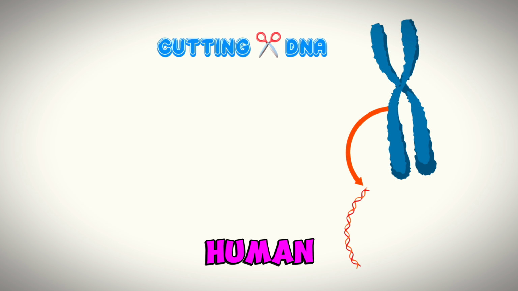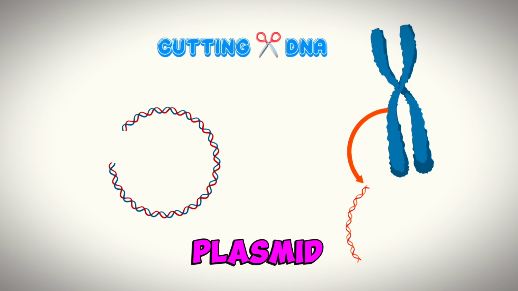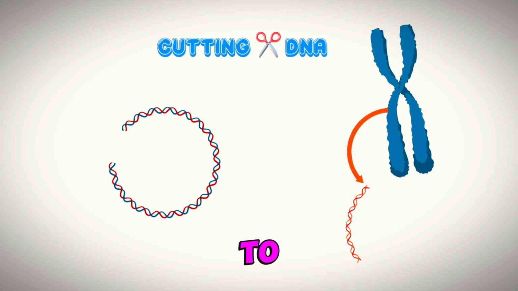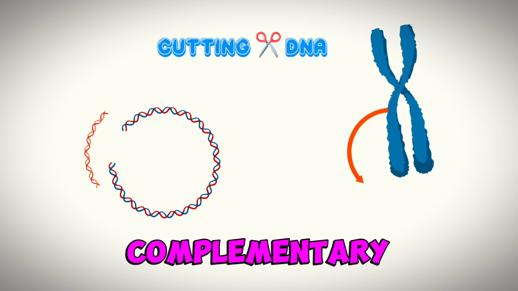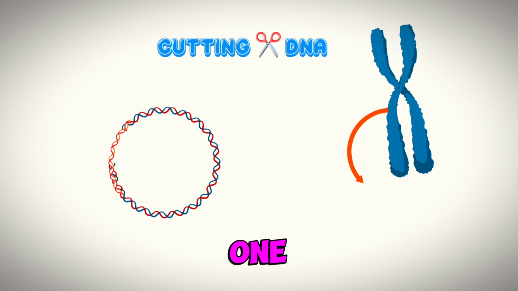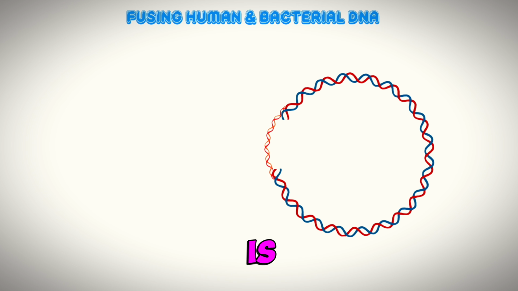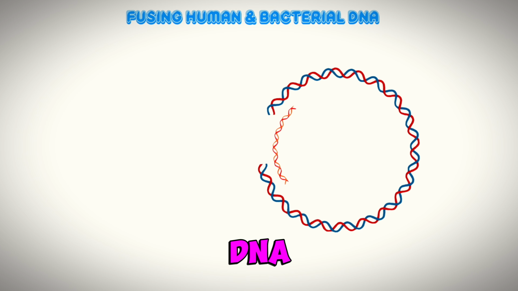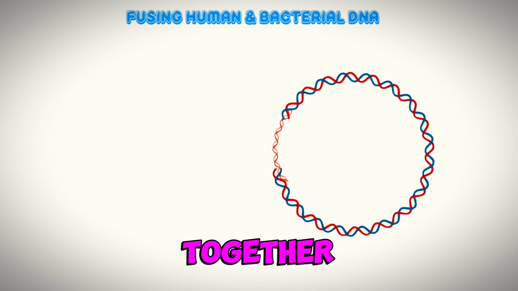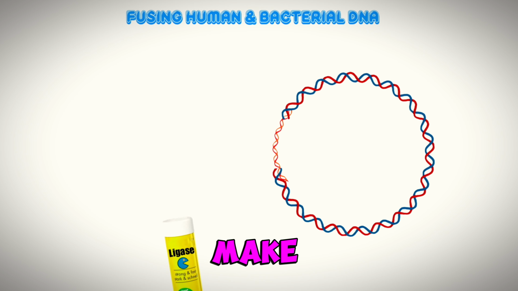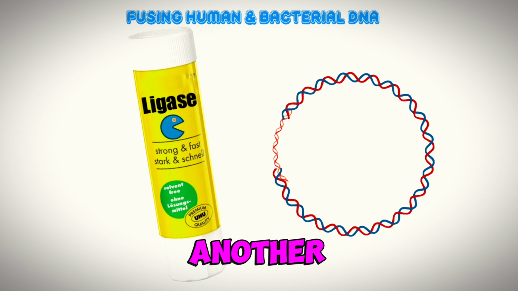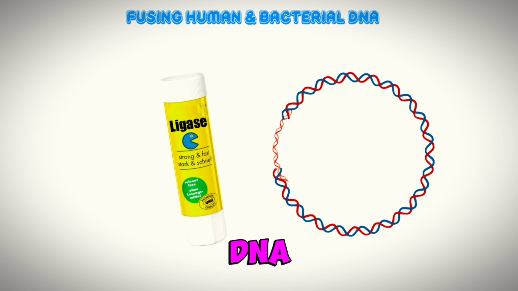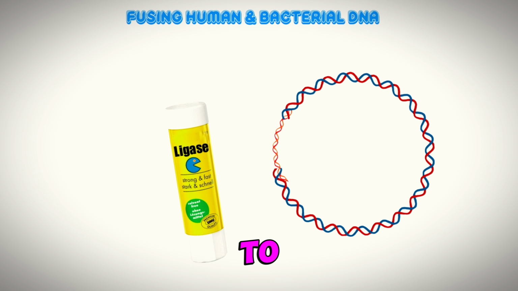Both the human DNA and the bacterial plasmid must be cut with the same restriction enzyme because we want to produce DNA that is complementary, which can be easily bound to one another. The resulting plasmid is what we call recombinant plasmid because it's made up of bacterial DNA and human DNA put together. We need one extra step to make sure that the DNA is stuck well to one another. For that reason, we're going to need the ligase enzyme. Ligase enzyme ensures that the DNA is very well stuck to one another.